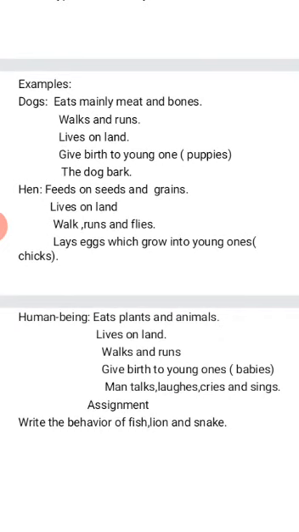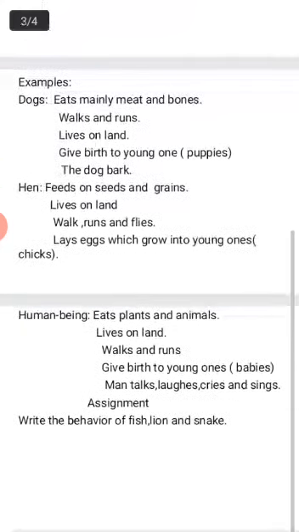Man's talk. We talk the way I'm talking to you. Everybody can talk. We laugh. We cry. We sing. We also dance.